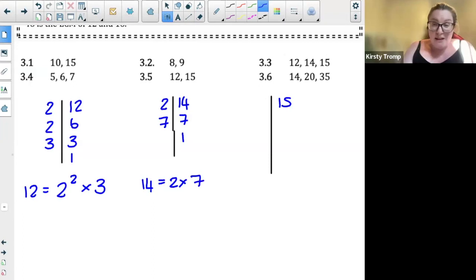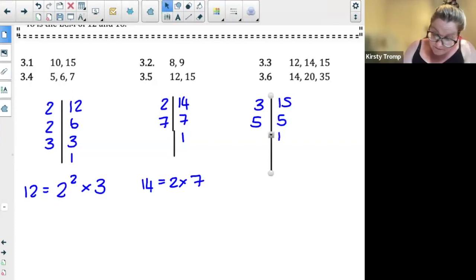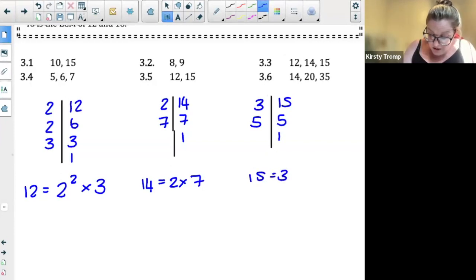Then we're going to go to 15. What's the first prime number that goes into 15? It's not 2. It's going to be 3. 15 divided by 3 gives me 5. 5 divided by 5 gives me 1. So 15 is equal to 3 times 5.